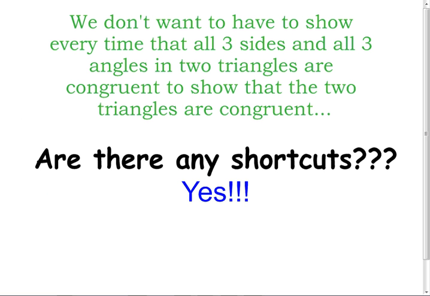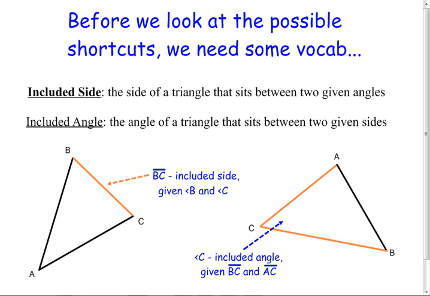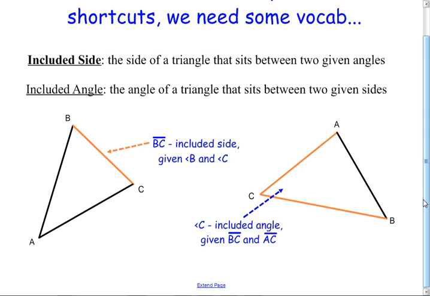Now we did similarity before. Now we're going to do congruence. And so there we have to get a few definitions, which would have been nice when we did similarity, because we've already talked about included angles. So this is kind of a review there. An included side is the side here that makes up the 2 angles, angle B and angle C. It's between those 2 angles.